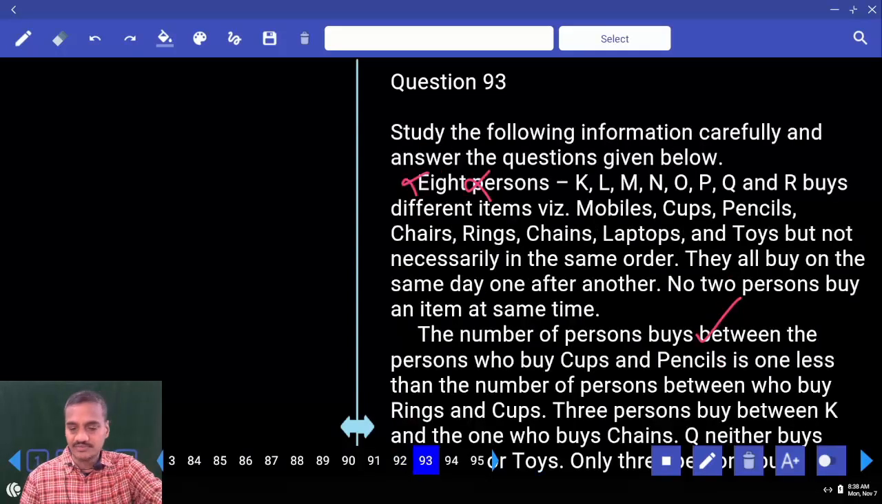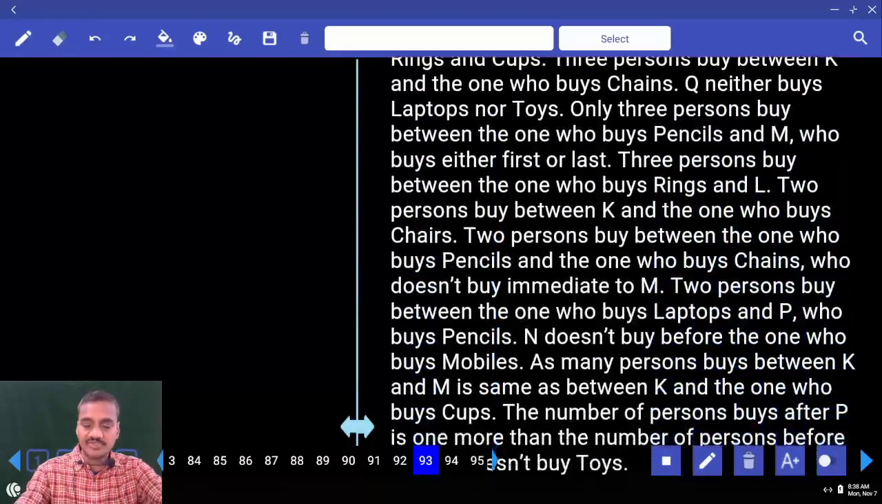Then 93, and from 93 onwards, how many persons are there? There are 8 persons, KL, MNO, PQR, and they buy different items, mobile, cups and so on. Number of persons who buy between.